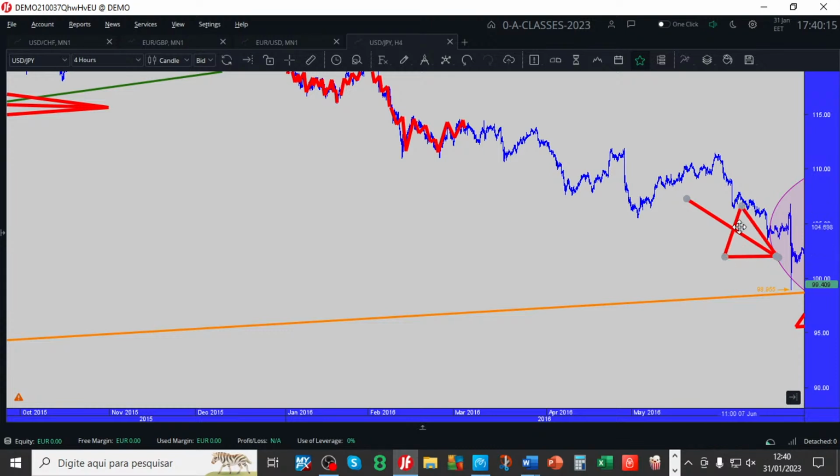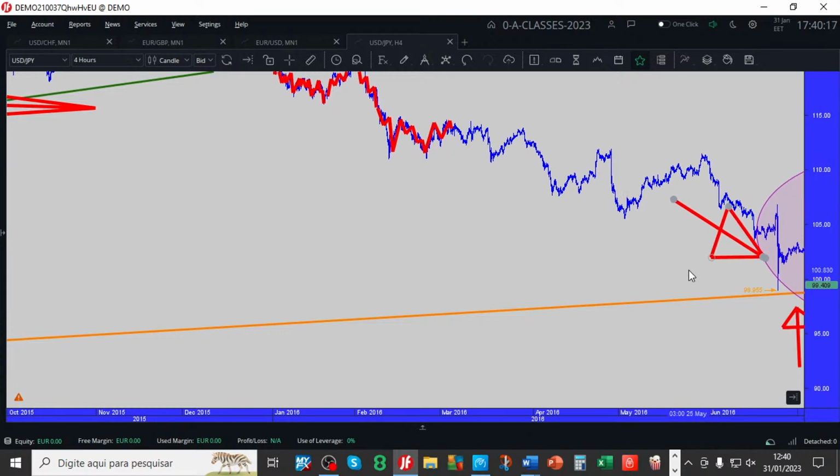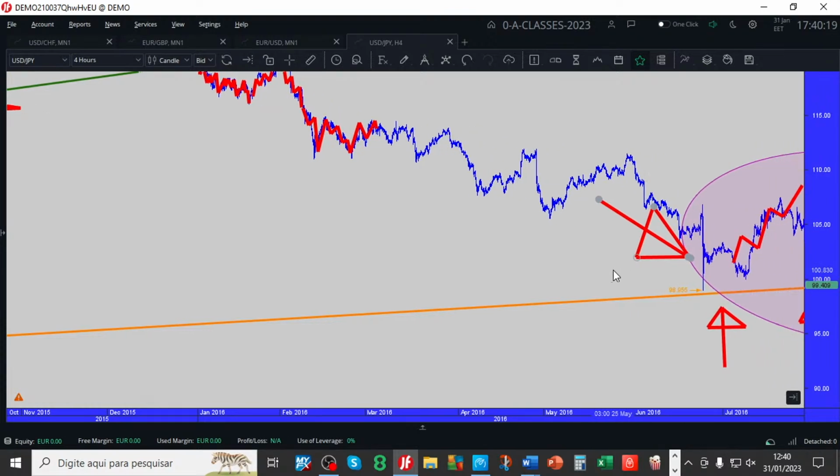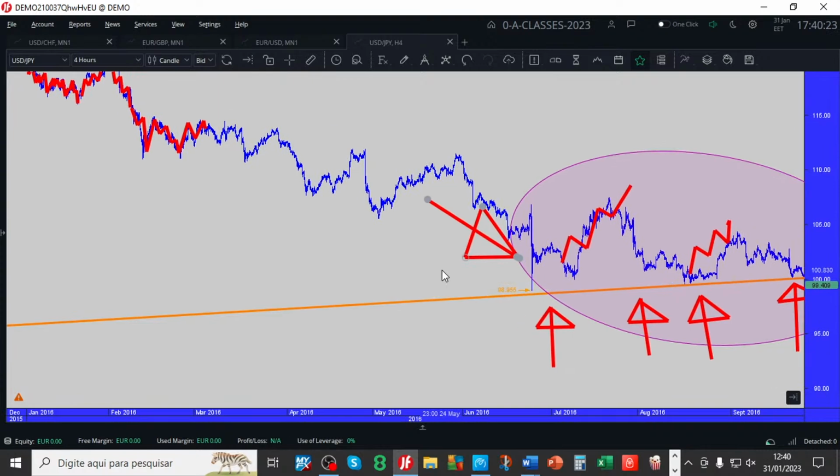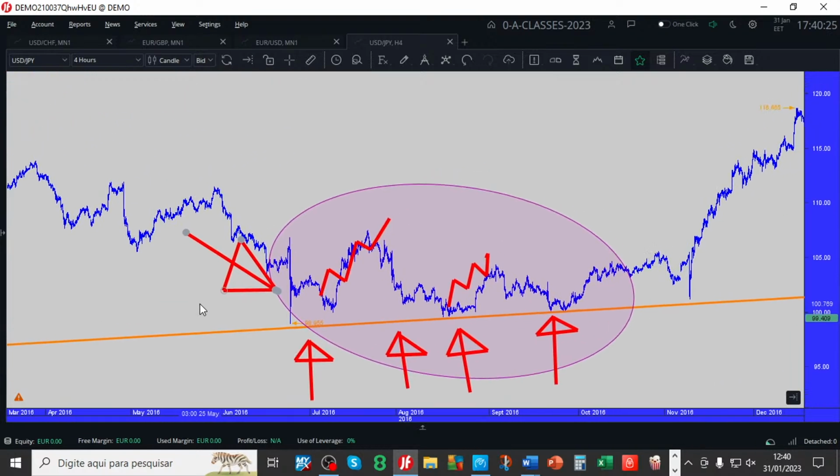Why not? Because as I told you yesterday, between price action and the trend line, who is stronger?